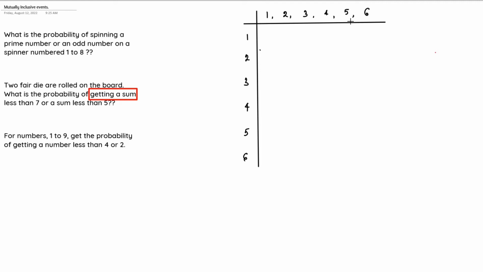So that means 1 plus 1, that gives us 2, 1 plus 2, that gives us 3, 1 plus 3, that gives us 4, 1 plus 4, that gives us 5, 1 plus 5, that gives us 6, and 1 plus 6, that gives us 7. And we do the next: 2 plus 1, that gives us 3, 2 plus 2, that gives us 4, 2 plus 3, that gives us 5.